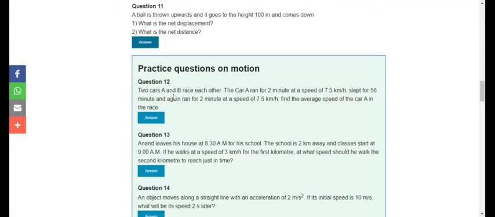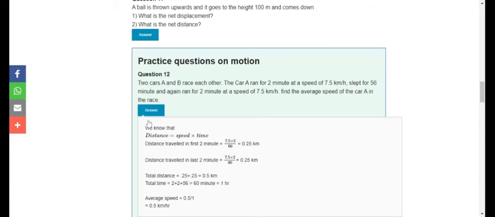Then this question: two cars A and B race each other. The car A ran for 2 minutes at a speed of 7.5 km per hour, slept for 56 minutes and again ran for 2 minutes at a speed of 7.5 km per hour. Find the average speed of the car. So we know that the average speed is equal to the total distance divided by total time.